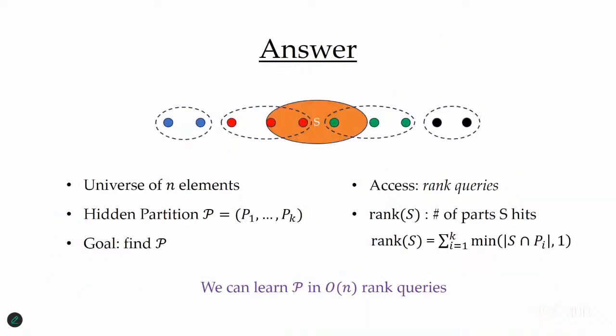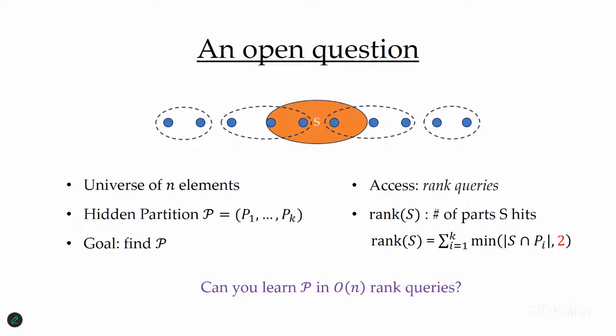So this was the first slide. I have a universe of N elements. I have this partition matroid rank query. We can learn in order N queries. But suppose I change the problem where this 1 becomes a 2. So this is now a general partition matroid. There is a partition, and when I query a subset, this is just the rank function of a partition matroid where the capacity of every part is now 2.